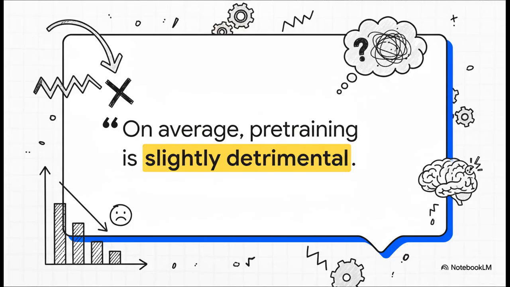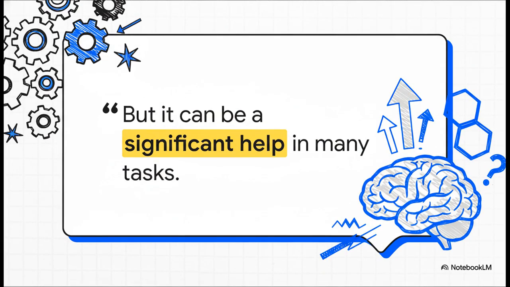And that leads to a discovery that is, frankly, shocking. When researchers looked at its effect across tons of different tasks, what they found was that, on average, pre-training was actually slightly detrimental. It made things just a little bit worse. And yet, and this is the puzzle, right? In certain cases, it can be a massive, game-changing help. Sometimes it's the one thing that makes a model work at all. So how can the same technique be kind of unhelpful on average, but absolutely essential in just the right situation?